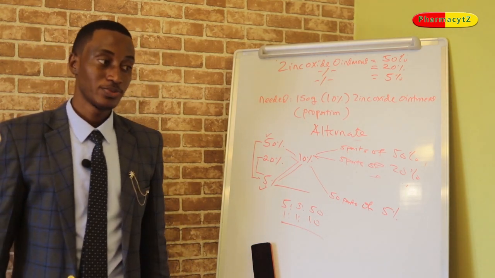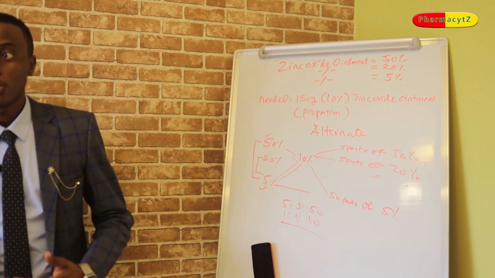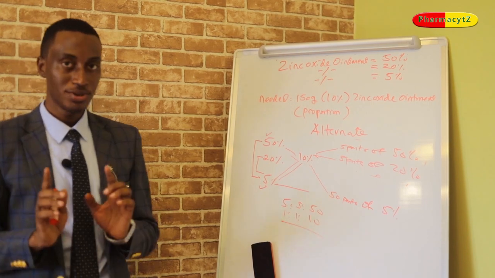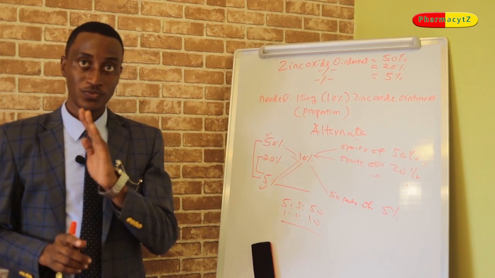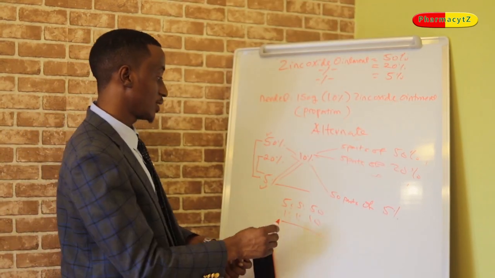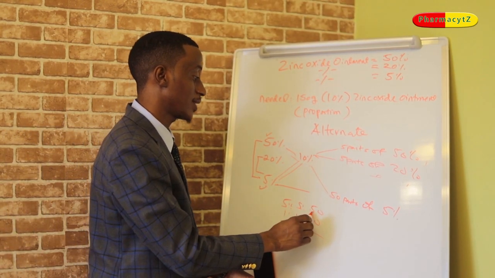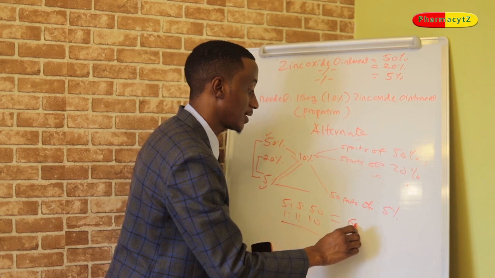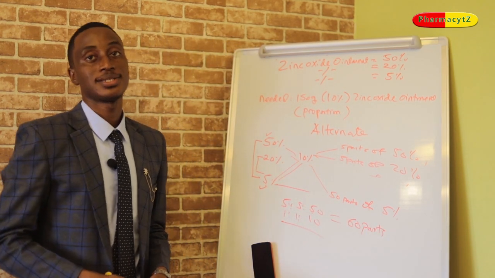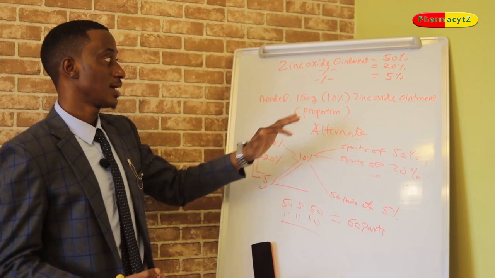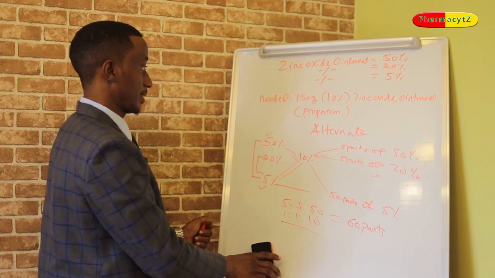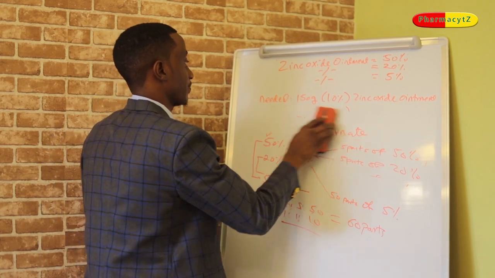So let's assume we were looking for the amount of each ingredient to be used. So to obtain the amount of each, you need to find the total parts first. So what's the total parts here? It's 5 plus 5 plus 50, then these are 60 parts. Having obtained the total parts, then we are going to obtain the amount of each kind of zinc ointment to be used. All right.